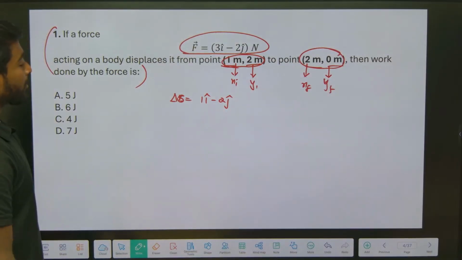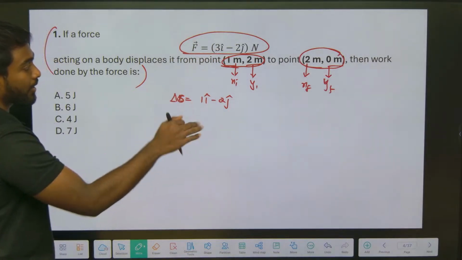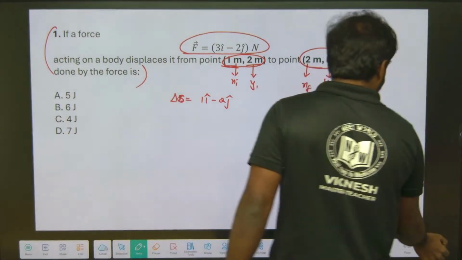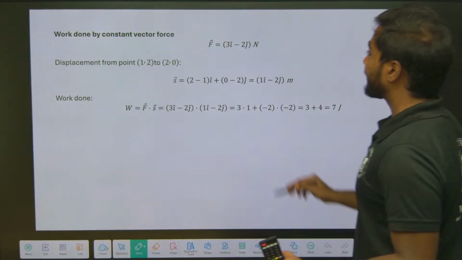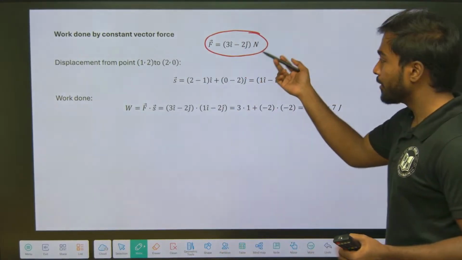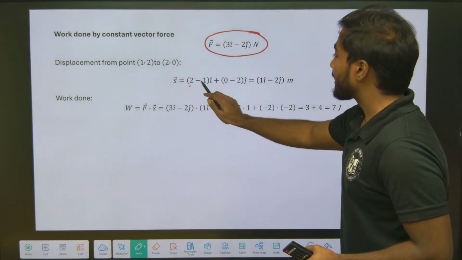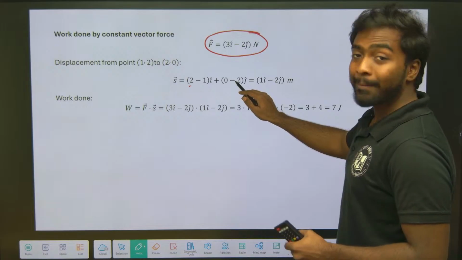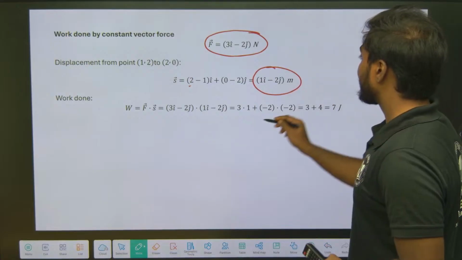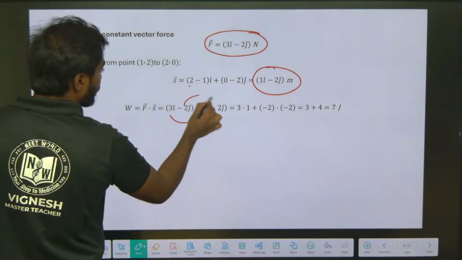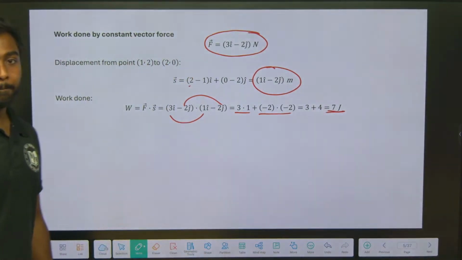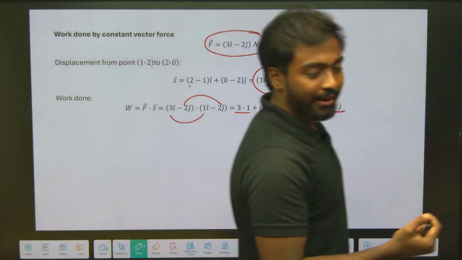So 3 into 1 is 3, and minus 2 into minus 2 is 4. So it will be 7. Let's see the answer. Force F is 3i minus 2j Newton, and the displacement is 2 minus 1 i cap plus 0 minus 2 j cap, which is i minus 2j. When I do the dot product, 3 into 1 and minus 2 into minus 2, this is 3 plus 4, so the answer is 7 joules. You can take a note of this and we'll go for the next question.